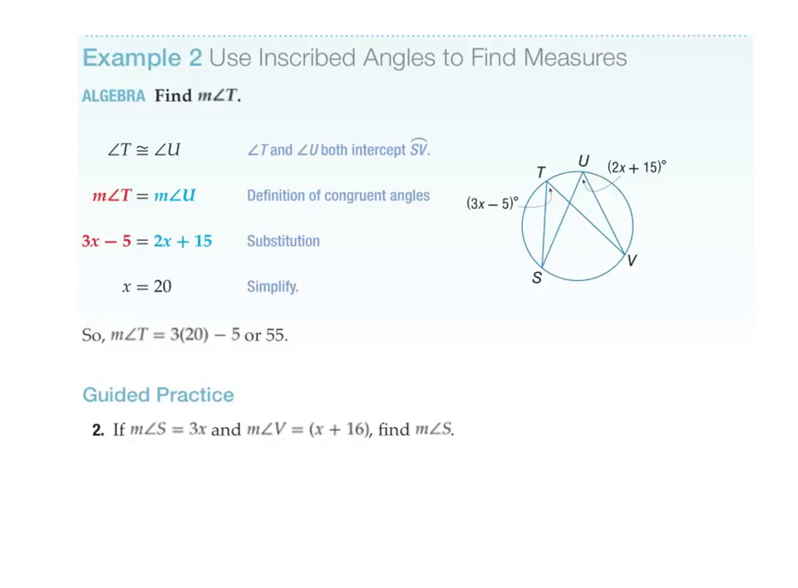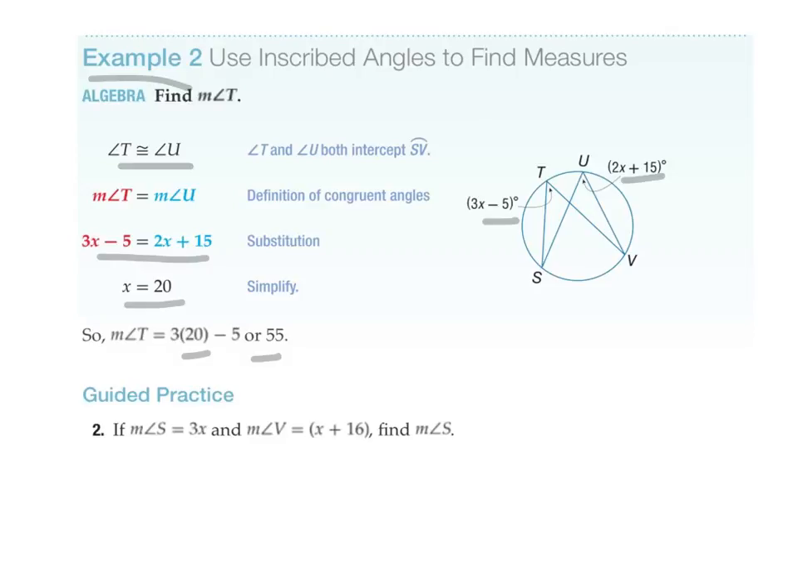Alright, so here's example 2, finding the angle measures. Look at the statement. The statement tells you that the two angles are congruent. We're using algebra again, so obviously they must both equal each other. So put them equal to each other, solve for x, and then plug it back in again. And again, you know me, don't just plug it into one, plug it into both.